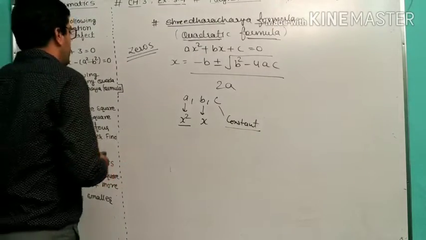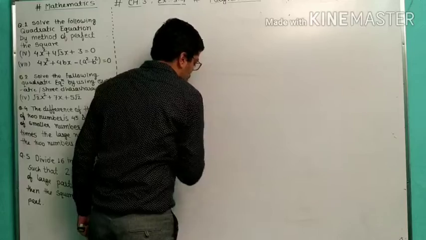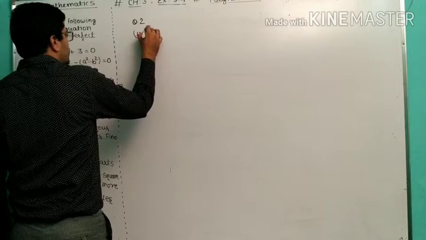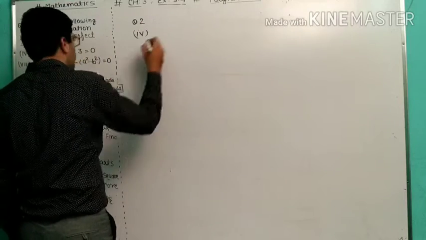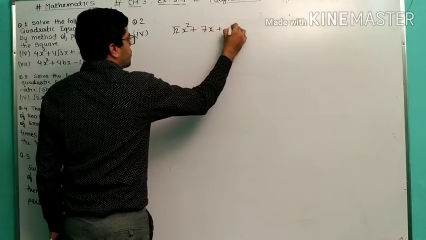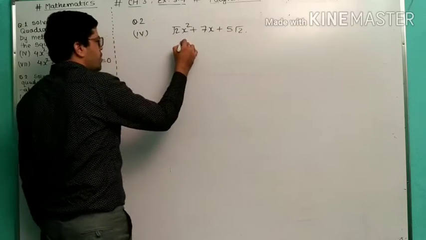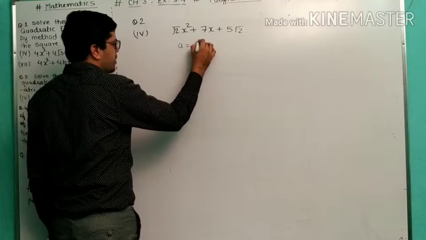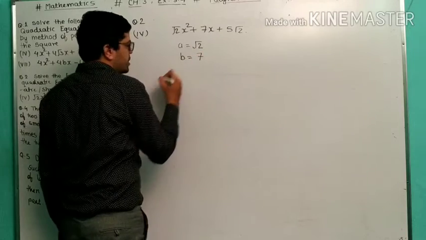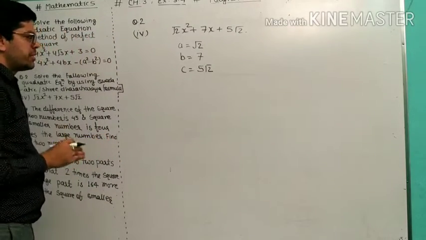Now we are going to solve one important problem that is included in exercise number 3.4. So I am starting with question number 2 of your textbook, exercise 3.4. The question is root 2 x square plus 7x plus 5 root 2. Here you have to observe what the value of a is: the multiple of x square, that is root 2. The value of b is the multiple of x, that is 7. And the constant is 5 root 2. So this is very simple.